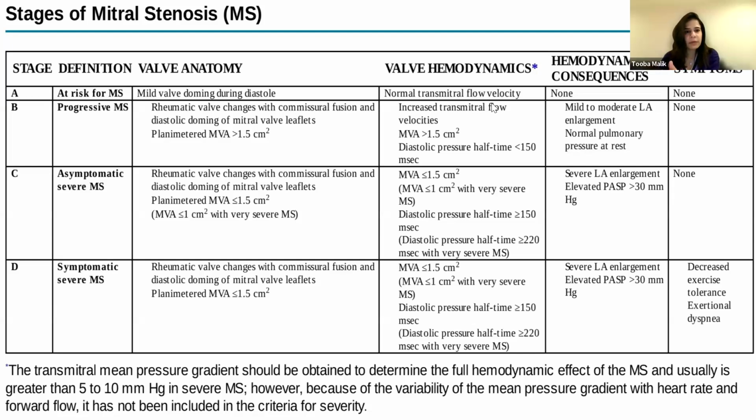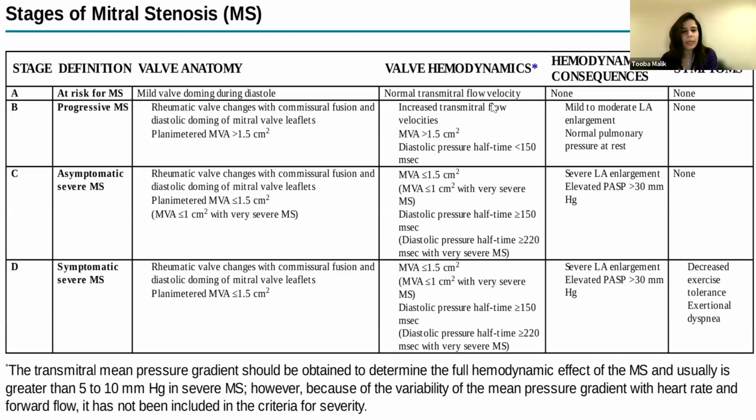Then you can have progressive mitral stenosis where the mitral valve aperture or the anatomy has started to alter. There's commissural fusion, there's diastolic doming of the mitral valve leaflet, so they dome into your left atrium because of the increased LA pressures. And then you can have symptomatic severe MS, and that's when your LA is enlarged, your pulmonary artery systolic pressures are above 30 millimeters of mercury, you would have reduced exercise tolerance, breathlessness, and so on.